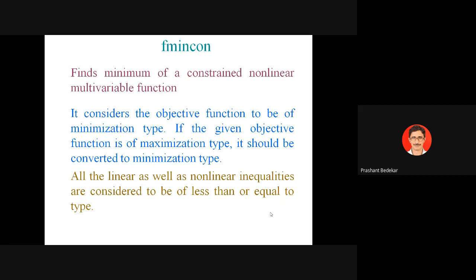So whenever you apply any tool, you have to be very careful. Why am I telling this again and again? Because I have experience with different STTPs, wherein I interacted with the participants offline. I found that in spite of telling them many times, they do not take care of this particular thing: that the objective function should be of minimization type and the inequality should be of less than or equal to type. If it is not, you will have to change it. You will have to convert it.